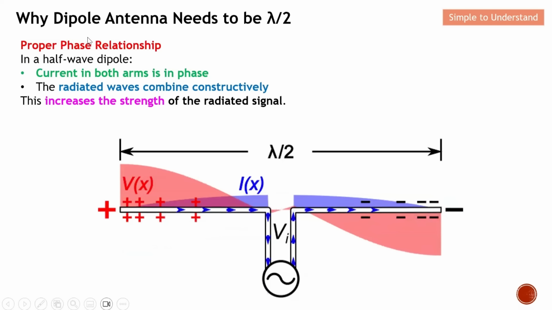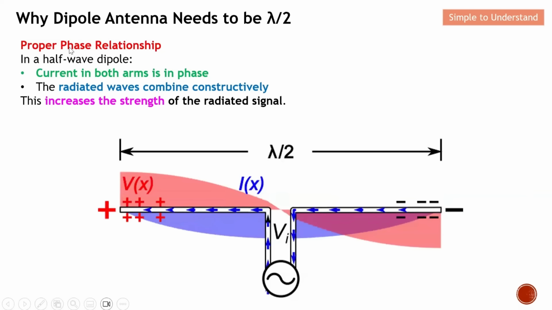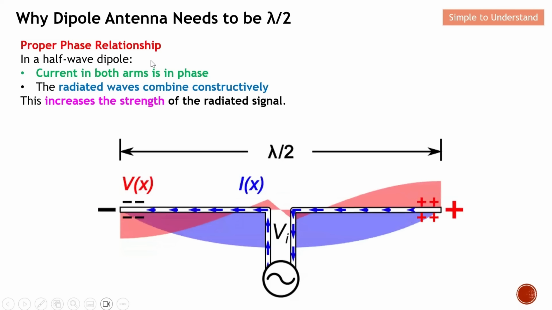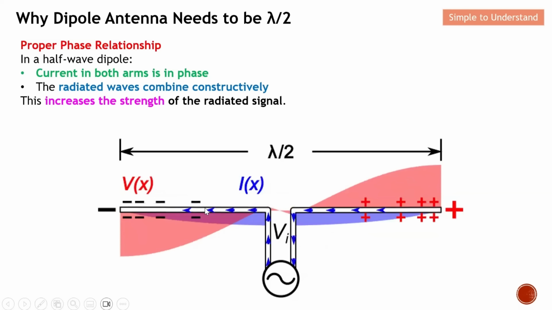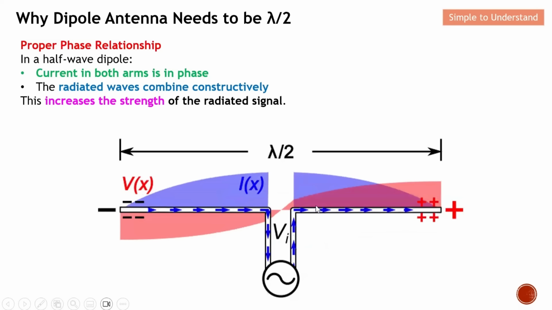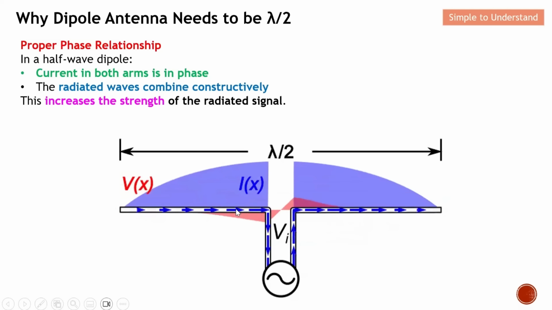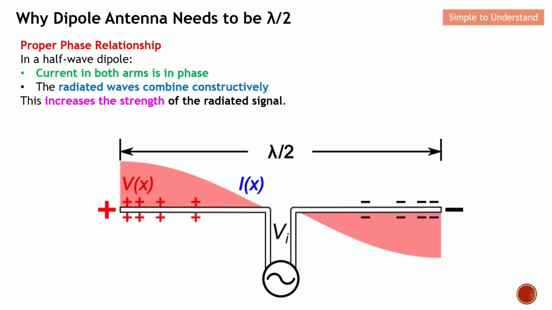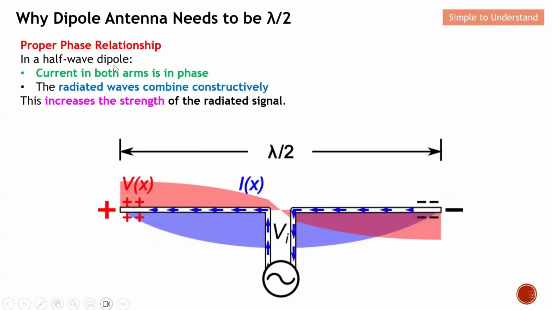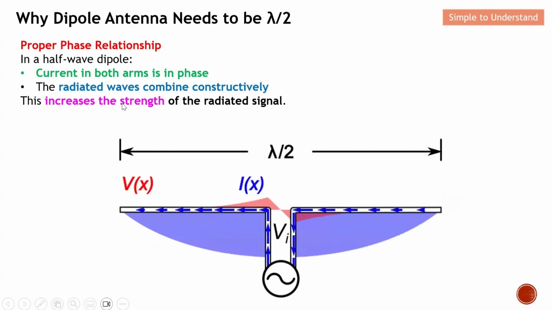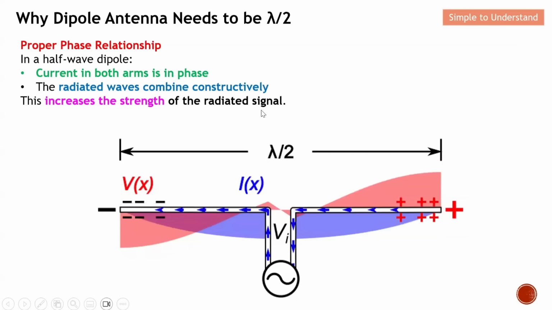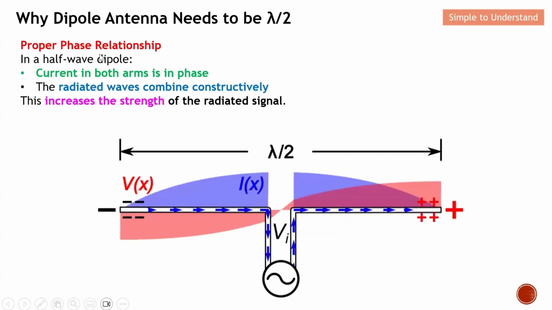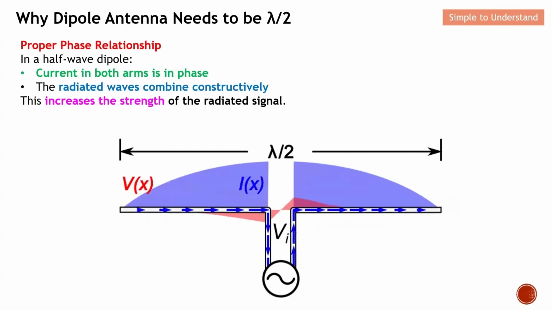The second reason is the current phase will be in phase. So with half of wavelength dipole antenna, you can see from this diagram here, the current in both arms will be in phase, which means that the magnitude of the current flowing onto these two arms will be in phase. If let's say they are actually out of phase, the radiation pattern may cancel each other. Hence, it is always ideal for them to be in phase. Because once they are in phase, the radiated field will combine constructively, and this in fact will increase the strength of the radiated signal. So this is actually the second reason, because with half of wavelength dipole antenna, we actually create a current that is in phase.